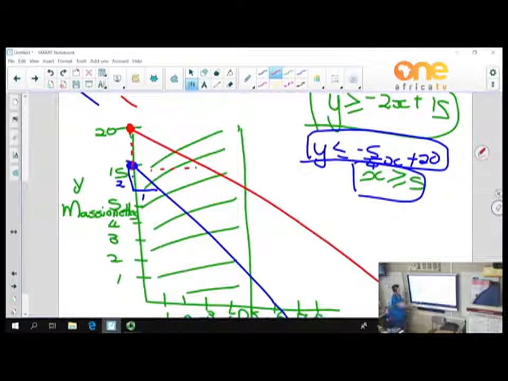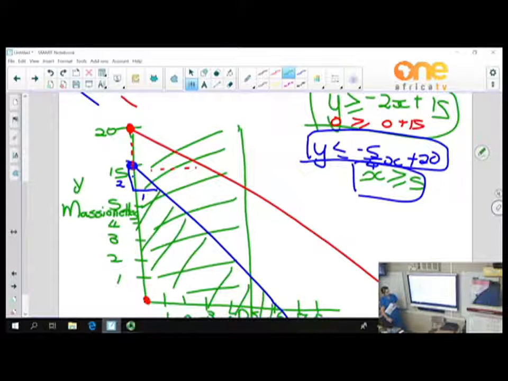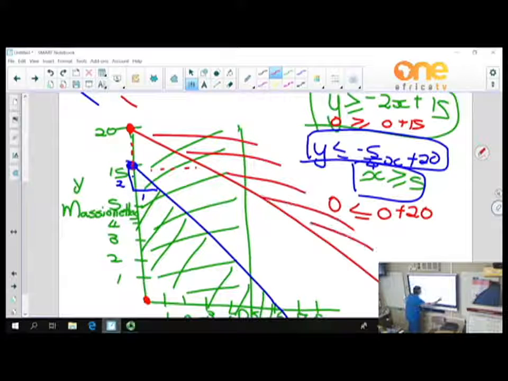What do we test? The point 0, 0. So is 0 more than or equal to 15? So for this line, 0, 0 is in the unwanted region. Okay, green one. So I'm going to shade here. You must show the shading clearly. And then this one, testing, testing. Is 0 less than or equal to 20? That's true. So for this line, 0, 0 is in the wanted region. So where do I shade? The unwanted region. That's where I shade.